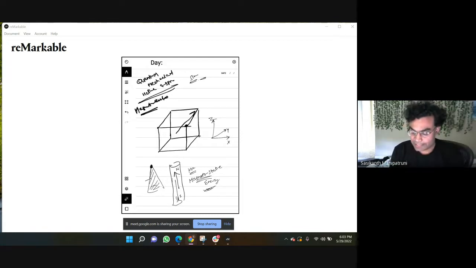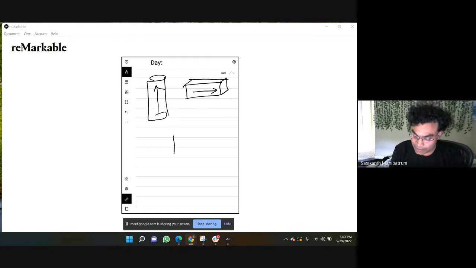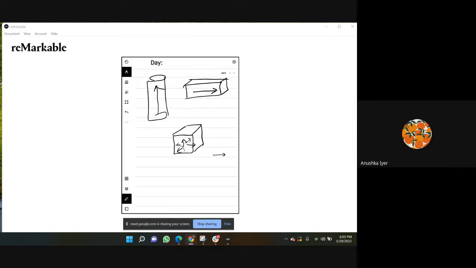So if I take a cylinder, if it's a magnet, it will point like that. If I take something like this, they'll point in the long direction. If I take a cube, it can point in any of the three directions and also their negative directions, right? What about a sphere?